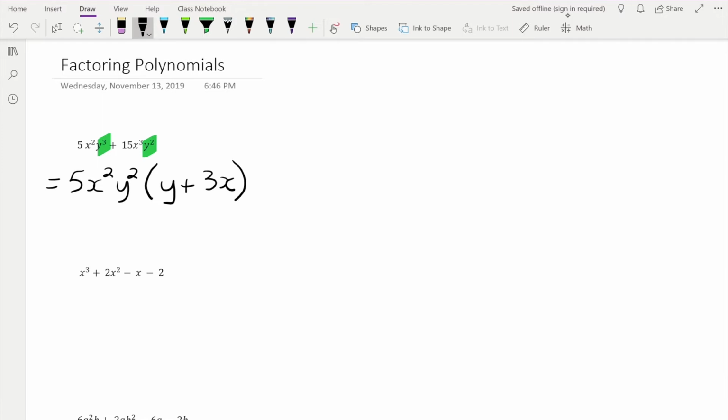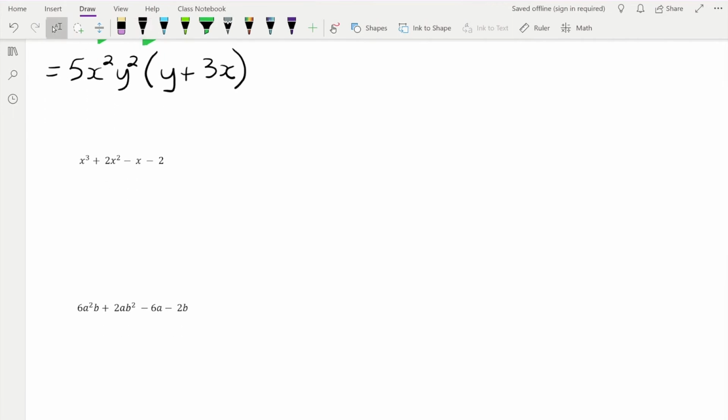So I've looked at both of these terms and taken out a value of 5x squared y squared, leaving me with y in the first term and 3x in the second term. We're going to use this process when we're working with grouping, because the first thing we want to do is see if there's anything we can take out of all of our terms before we look at grouping and going any further.